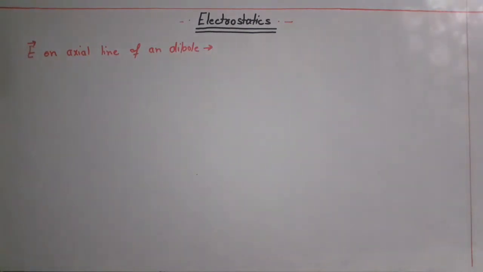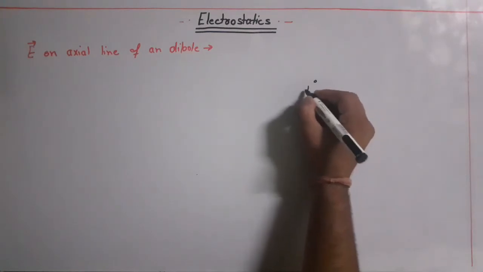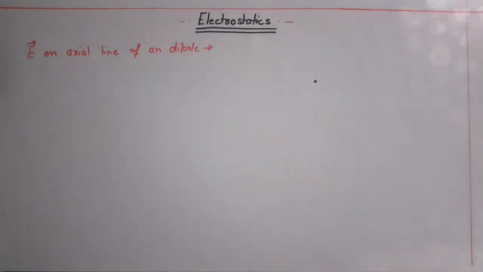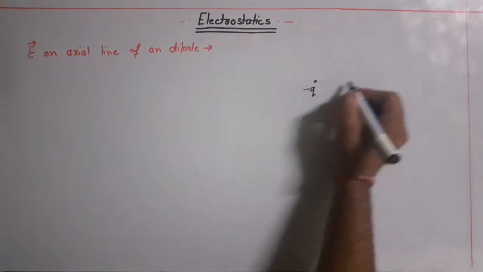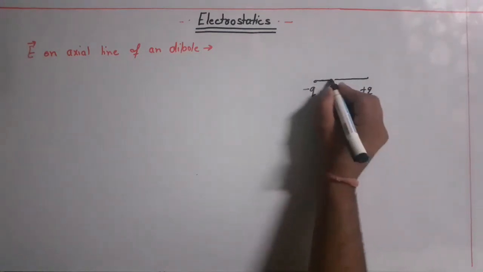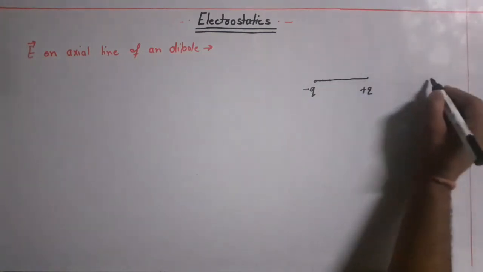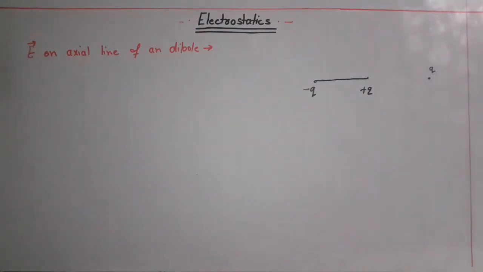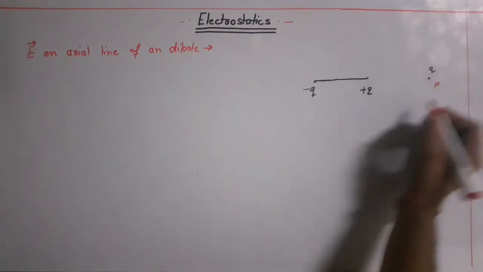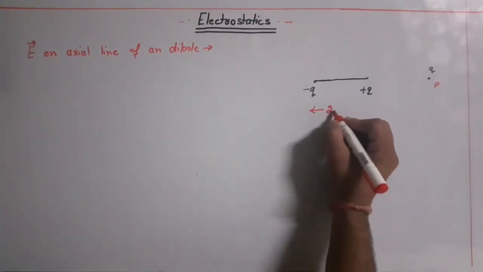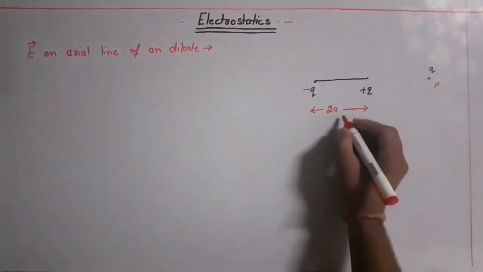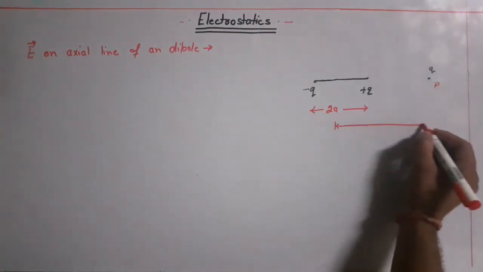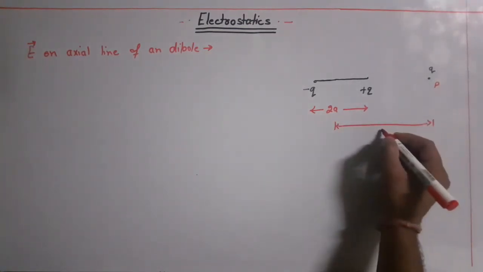Let's draw our dipole. This one is minus Q and this one is our plus Q, and these are separated by a distance of 2a, and we have assumed that our test charge q is placed at a point P. Length of the dipole is 2a. Distance from the center of the dipole to our test charge is r.